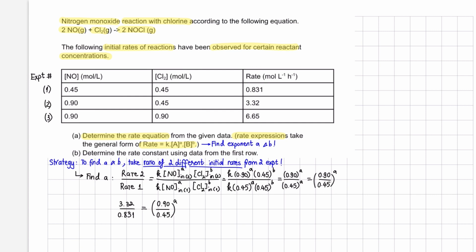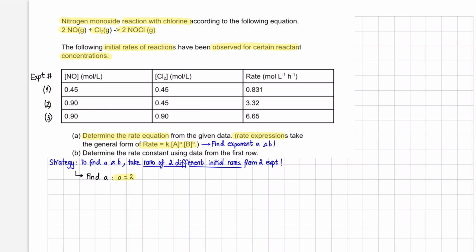Now, let's go back and substitute in the numbers for rate 2 and rate 1. That's 3.32 over 0.831, and that equals 0.90 divided by 0.45, all of that to the power of a. Calculating the ratio of rate 2 over rate 1, we get 3.99. And 0.90 over 0.45 gives 2 to the power of a. So 3.99 is roughly 4, and therefore we can derive that a is equal to 2, since 2 to the power of 2 equals 4. This is how we found a.